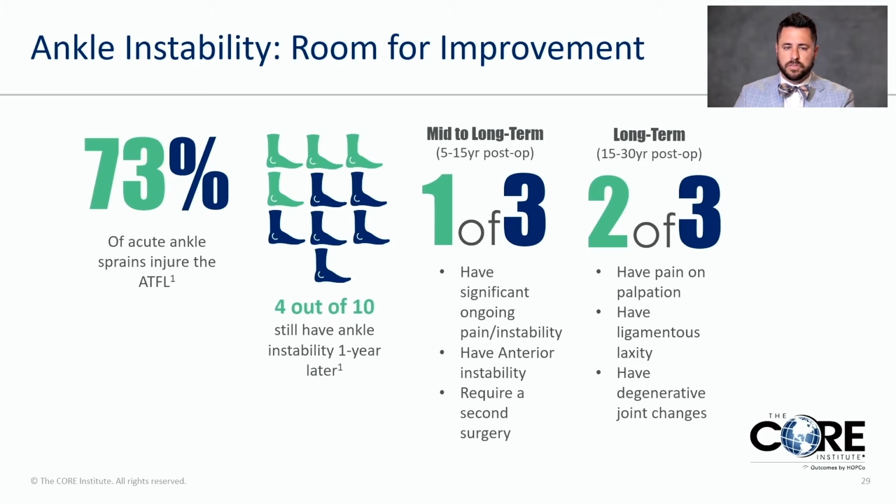So you look at some of these numbers. 73% of all ankle sprains injure the ATFL, and that's kind of what we had talked about before. 4 out of 5 will have chronic instability after 1 year, and ultimately long-term, 2 out of 3 patients will have longer term injuries such as degenerative joint disease because the ankle motion isn't normal.